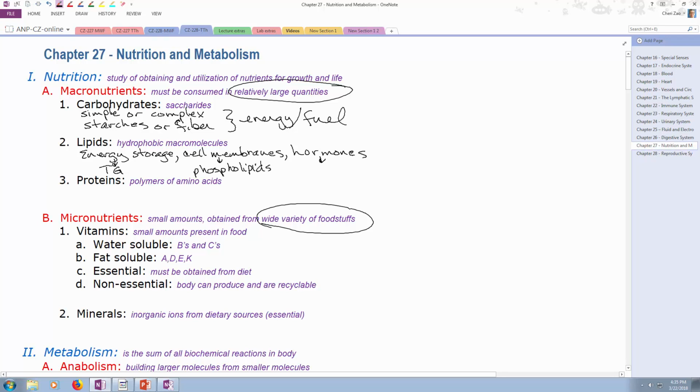And do you guys remember what category that is lipid-based for our hormones? Cholesterol, correct. Absolutely.